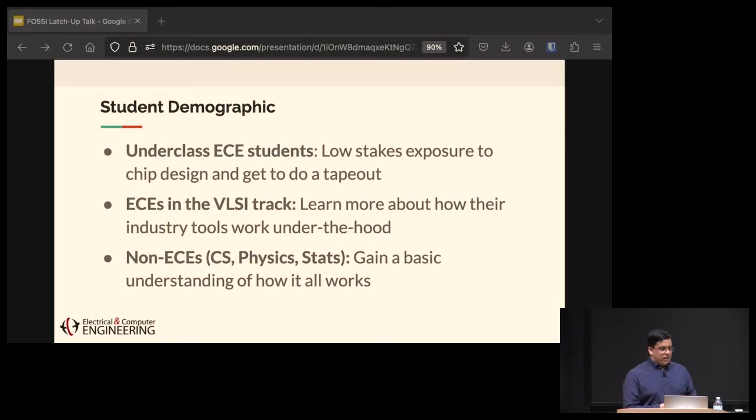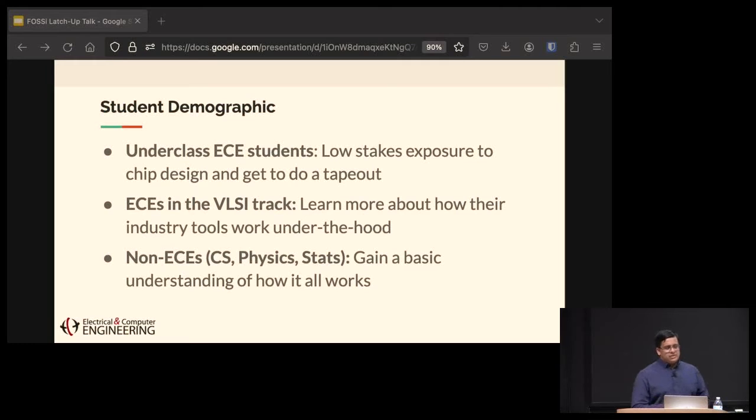So what does our student demographic look like? It turns out that we've actually had a very diverse demographic of students, especially since we didn't enforce a ton of prerequisite knowledge in the early iterations of the course. So our biggest demographic, or the most interesting one, is underclassmen ECE students, who are already planning on doing something in electrical and computer engineering, but aren't necessarily sure whether they want to do chip design or architecture or software. And this is a way to give them a little bit of exposure to a tape-out, let them play with the tools a little bit in a low-stakes way, build a little project, and decide whether this is something they want to pursue further.